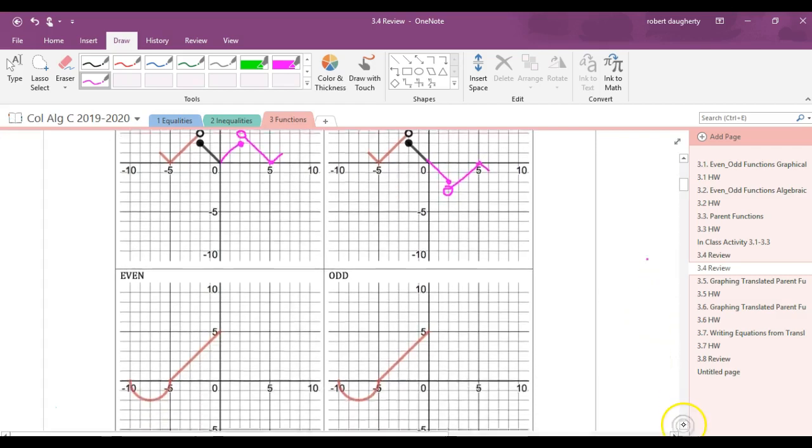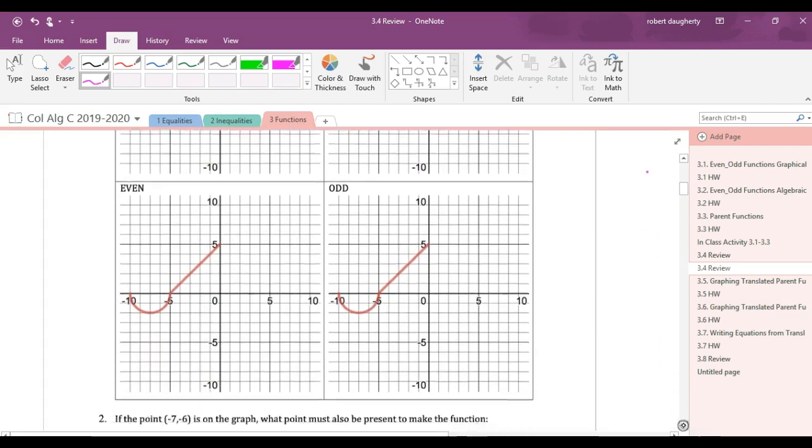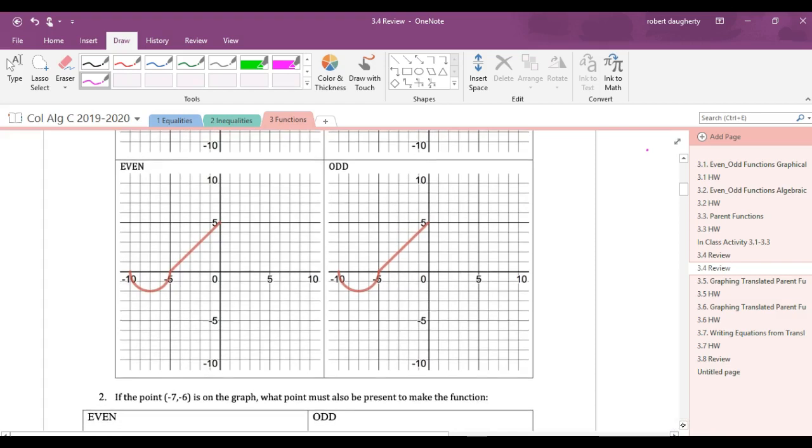And then you also see a couple of more examples, making the function even or odd. To make this one even, I'm going to see something like this, and then it's going to go something like, let me back up, something like that to give me an even function.